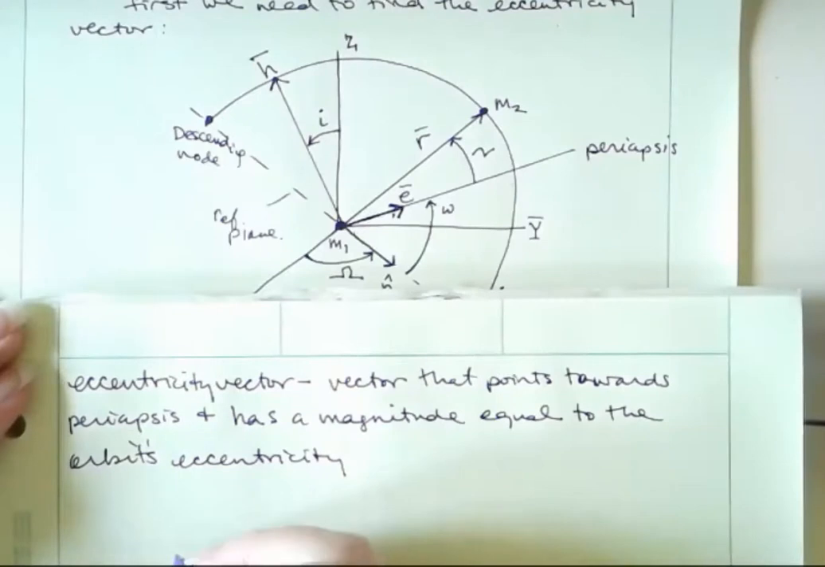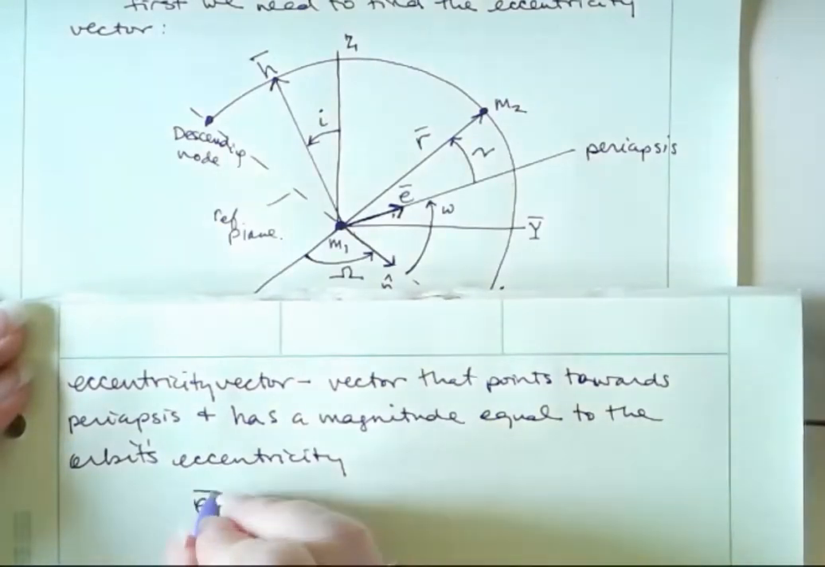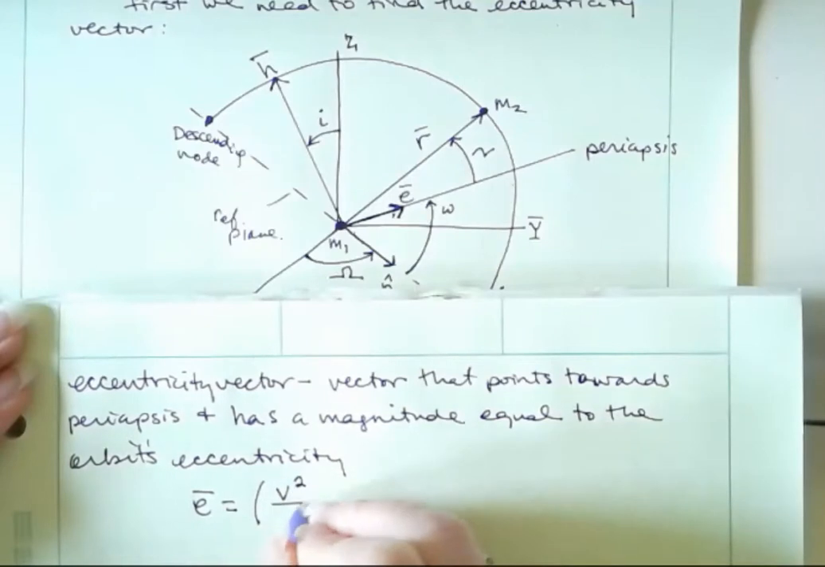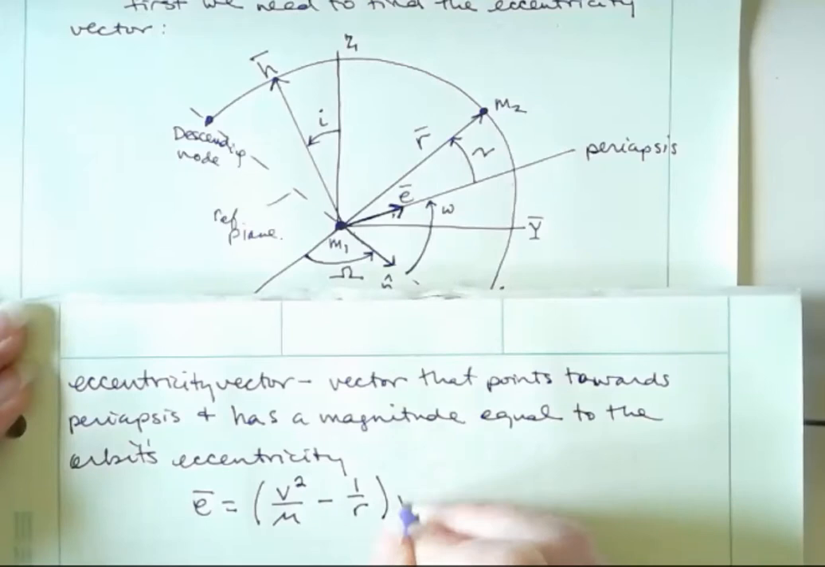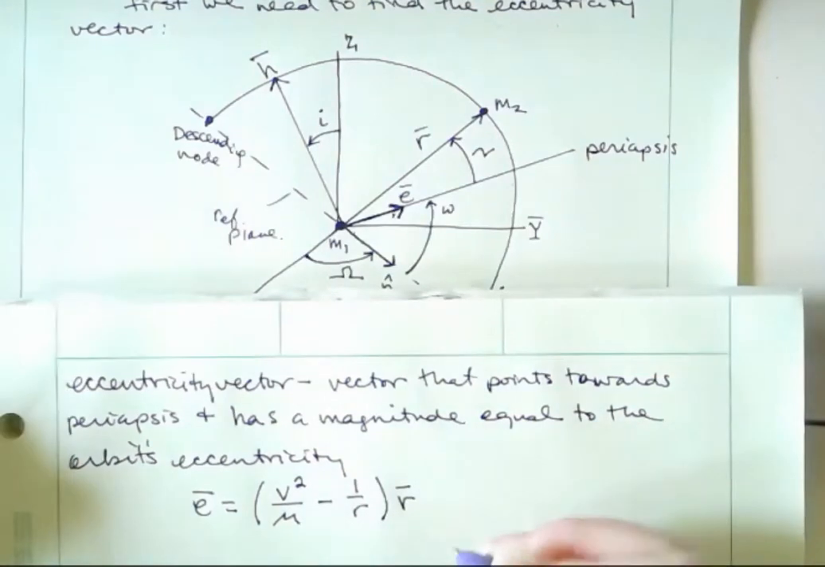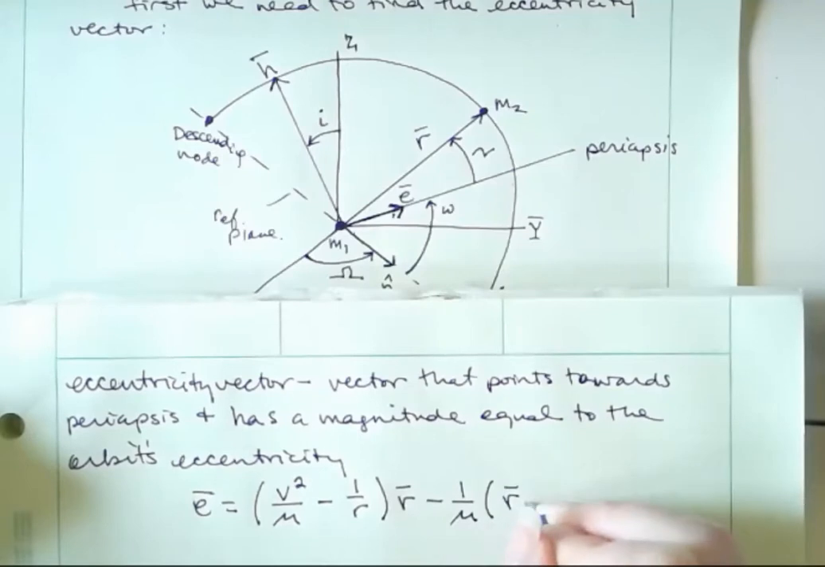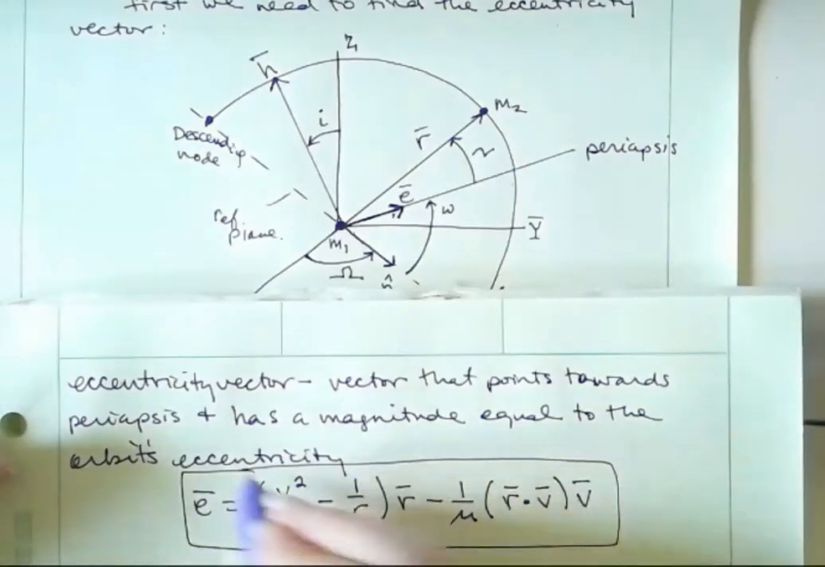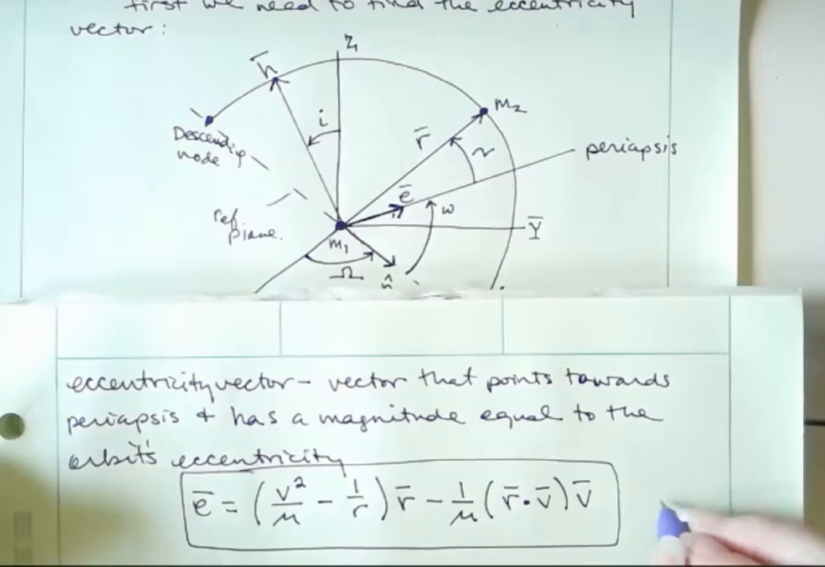All right, so let's write down the equation. I'm not going to derive the equation, but this is what it is. We're going to have v squared over mu minus 1 over r, times the position vector r, and then we're going to subtract 1 over mu times r dotted with v, times the velocity vector v. This is the equation for the eccentricity vector. And remember, the magnitude of this is just the eccentricity e.